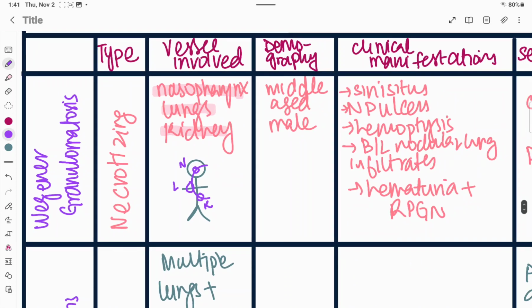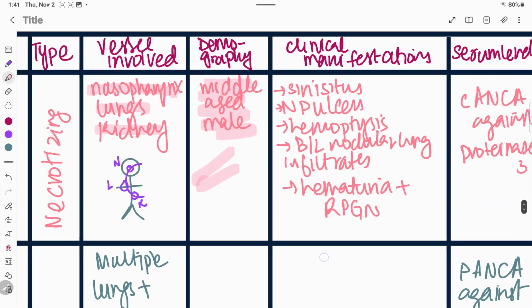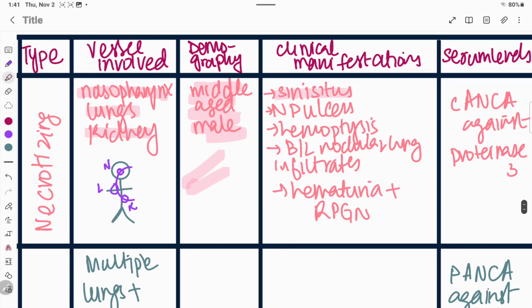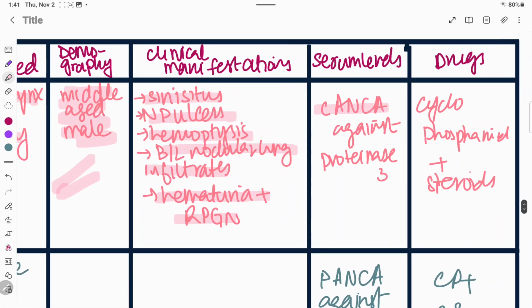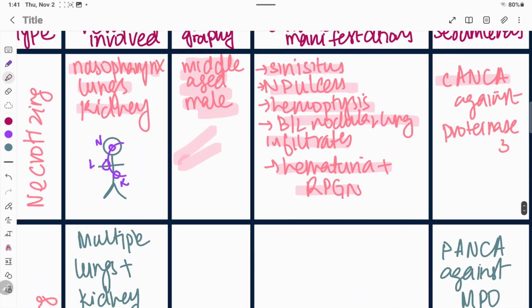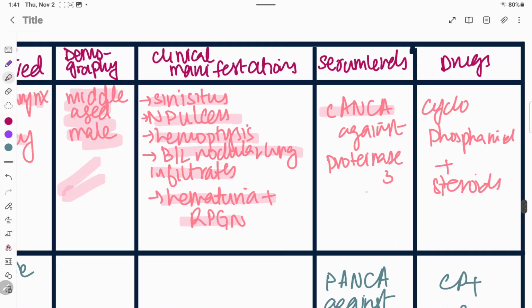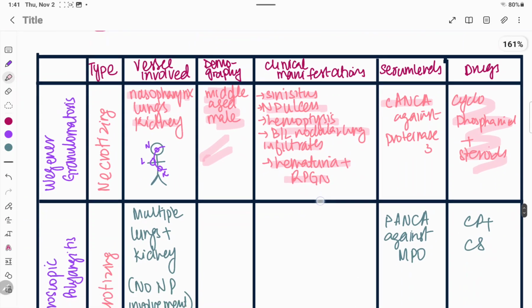And demography, what is the demography? Middle-aged male. This is the only male disease you have seen in all vasculitis. Okay, what are the clinical manifestations? Sinusitis with nasopharyngeal ulcers, hemoptysis and bilateral nodular lung infiltrates because the lungs are involved, and hematuria and rapidly progressive glomerulonephritis with the kidneys. What are the serum levels? C-ANCA. C for Wegener's, and we drew a C here. So C-ANCA is cytoplasmic ANCA, and it is against proteinase 3. What are the drugs? Cyclophosphamide and steroids.